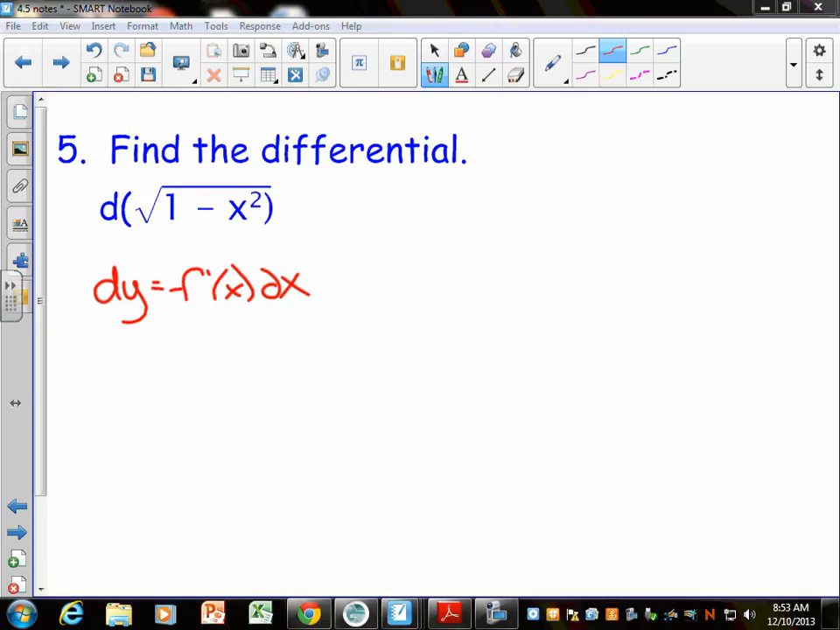D just means derivative, like it's just another way of saying find the derivative. Like earlier when I wrote the rule for ln, if I said find the derivative of ln of x, that's what that means. It just means take the derivative.